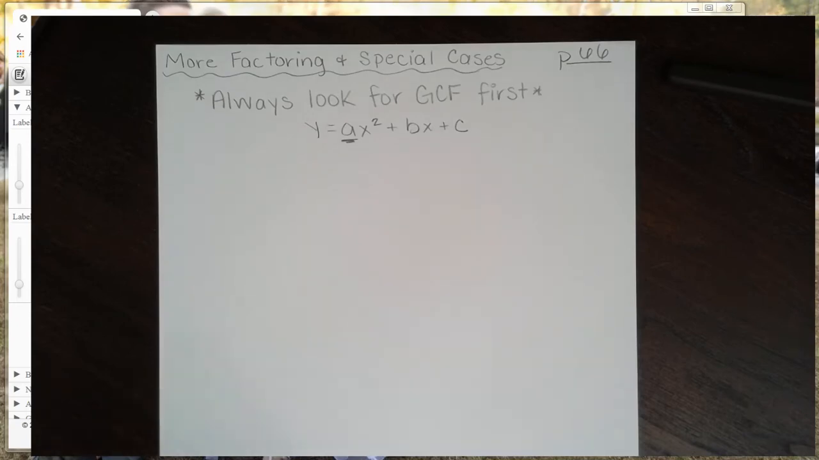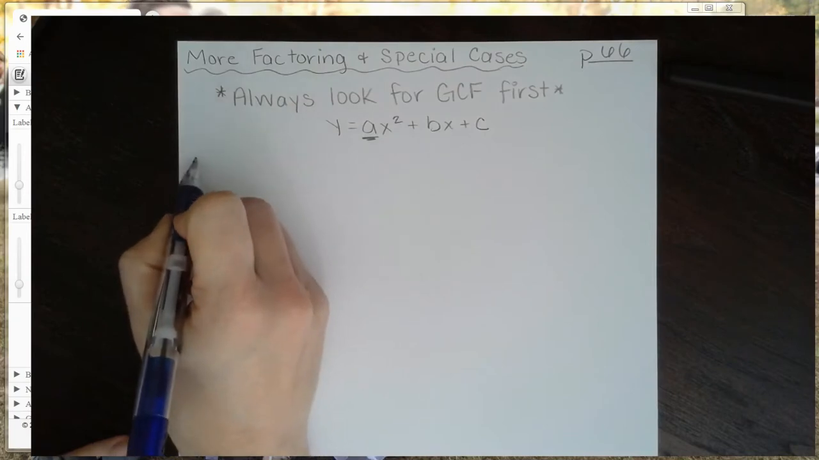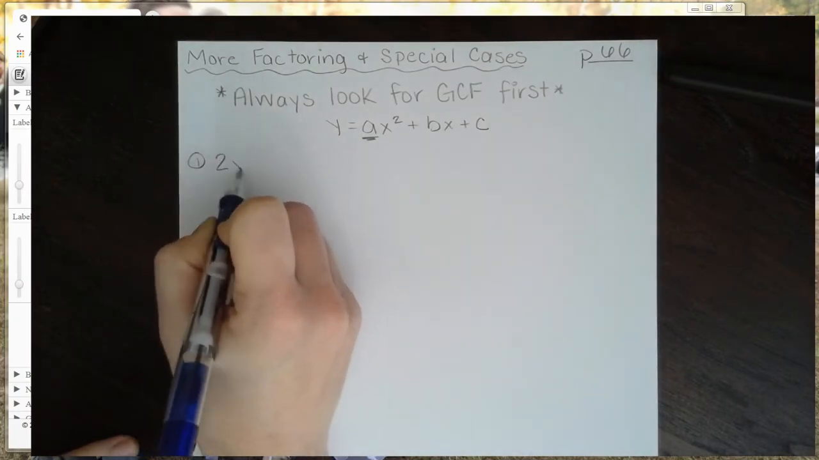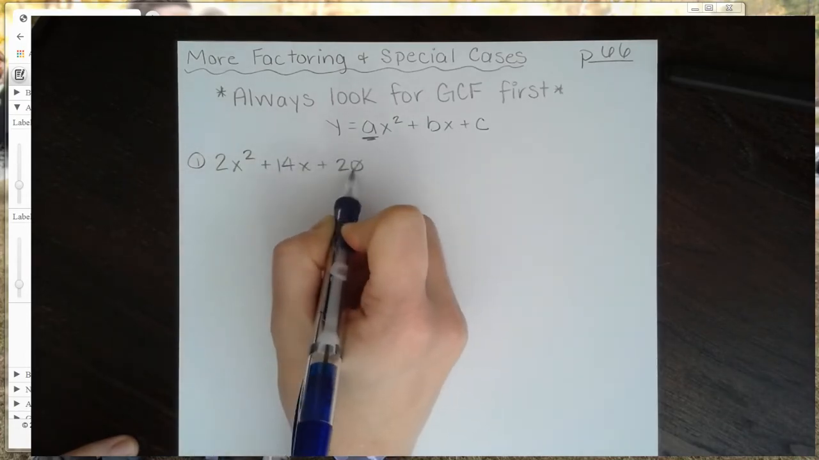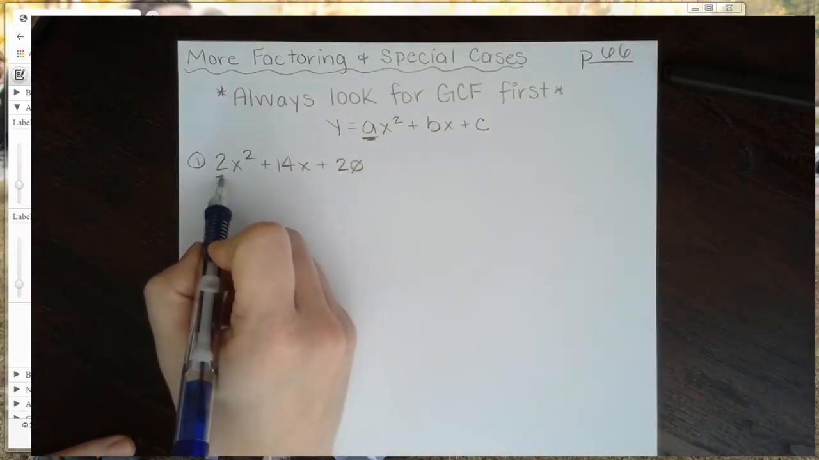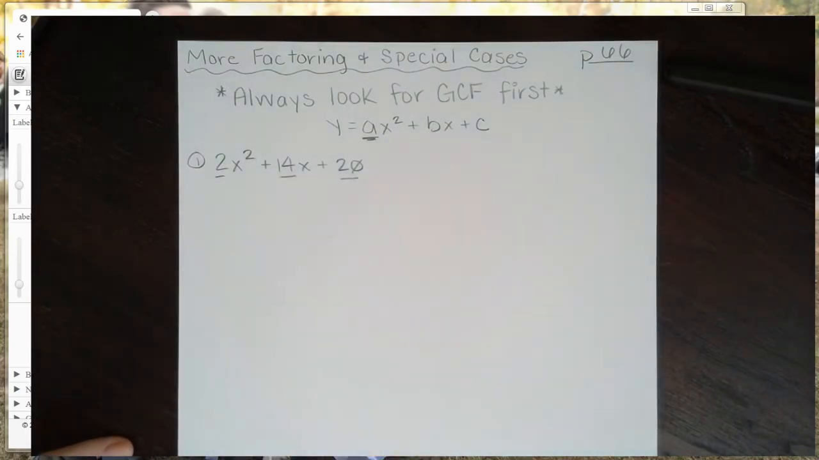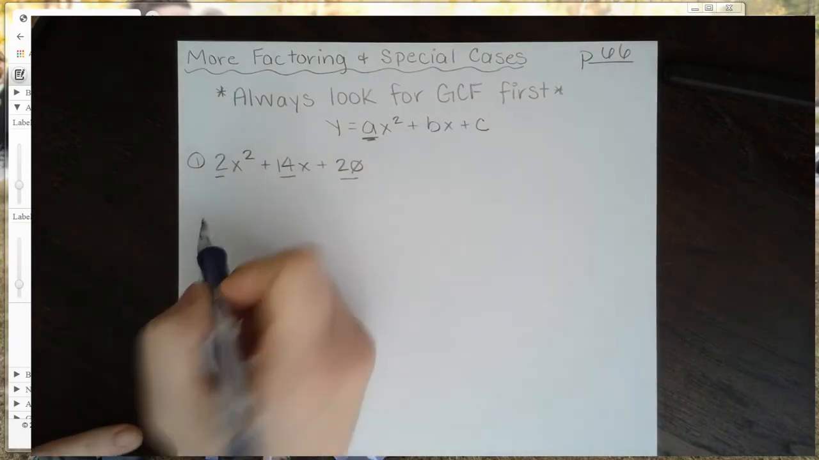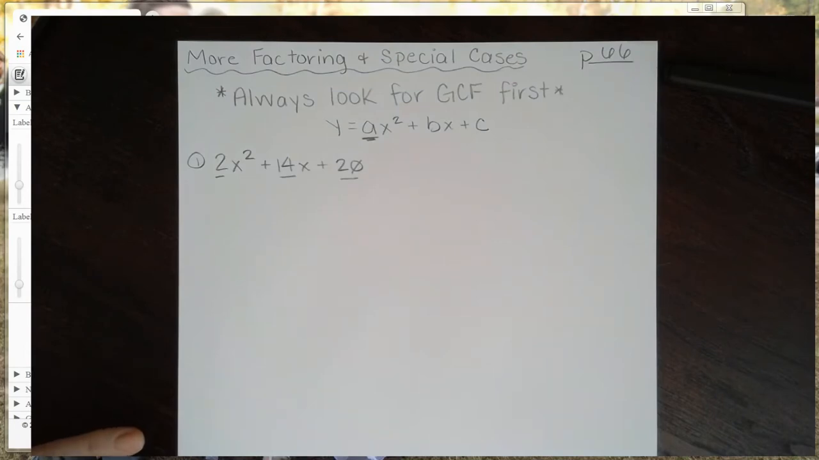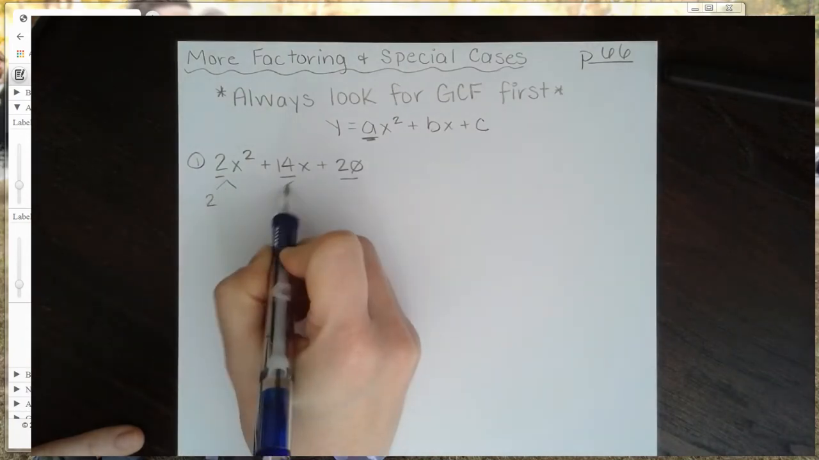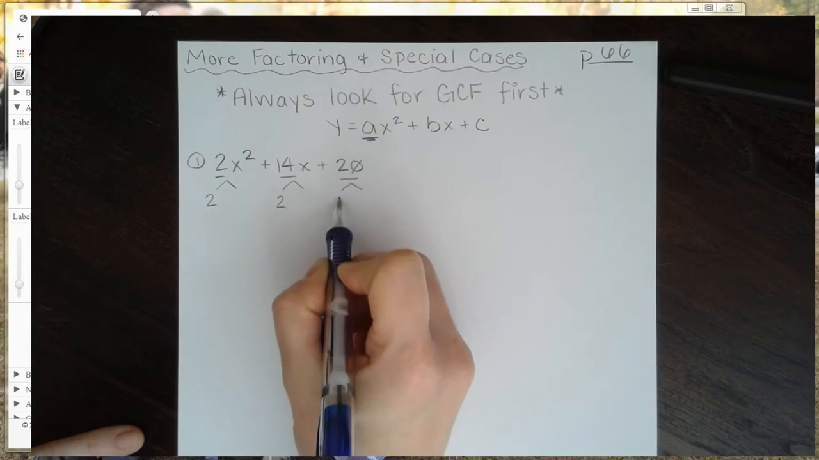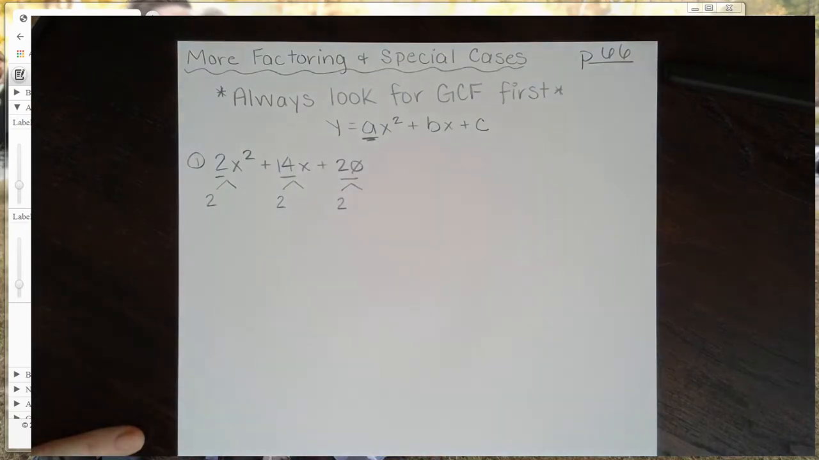So I'm going to start with an example where we do have a greatest common factor. Our first example is 2x squared plus 14x plus 20. And you'll notice that all three numerical values here can be divided by 2. So what I'm going to do, just to show you what's happening, and you do not have to do it this way every time, is divide each of these by 2 and then figure out what would be left over to multiply to get back to my original term.